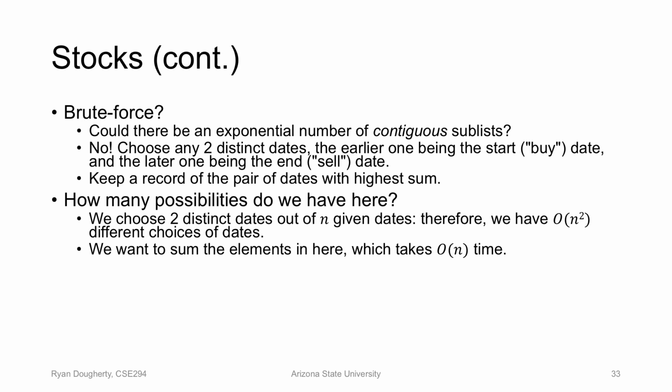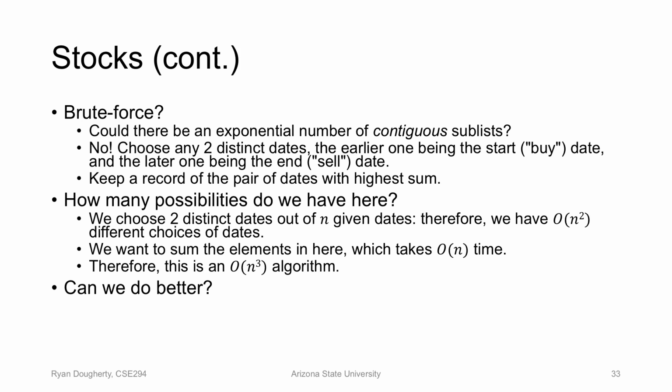So the average is about n over 2, which is O of n hiding a constant. So if we have n squared different subproblems that I want to solve, and each one takes O of n time, I have a cubic time algorithm, right? N squared times n is O of n cubed.